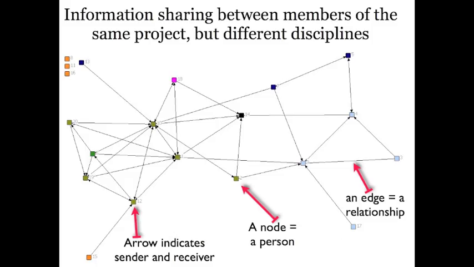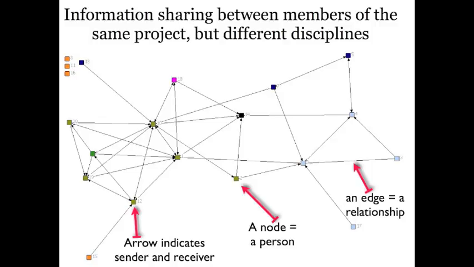Here is an example of how a network looks. It represents the dependent variable of information sharing. The nodes, so the squares, are all members of the same project and they're all part of the same company. You can see that those nodes have different colors. The different colors represent the area of expertise.